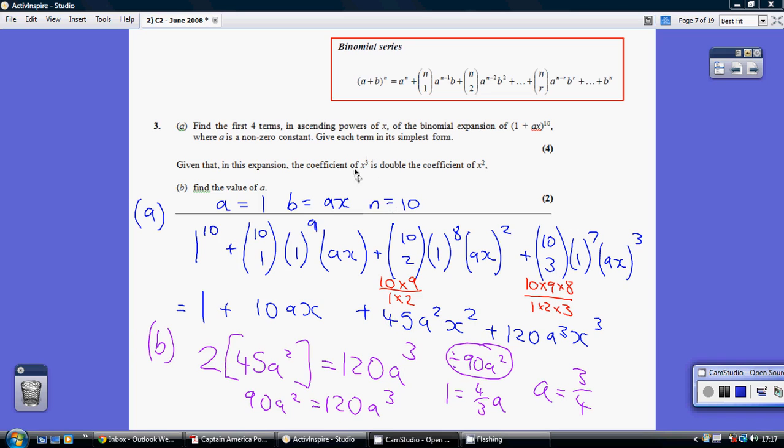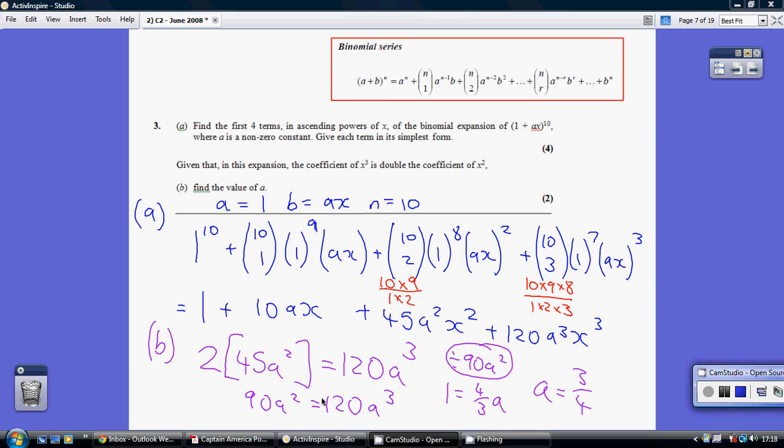Now we're told the coefficient of x cubed is double this one here, so in order to make them equal, we need to double the smaller one. So we need to double the coefficient of x squared in order to line them up. This one is twice this, so for them to be equal, you double the first one. So 90a squared equals 120a cubed.